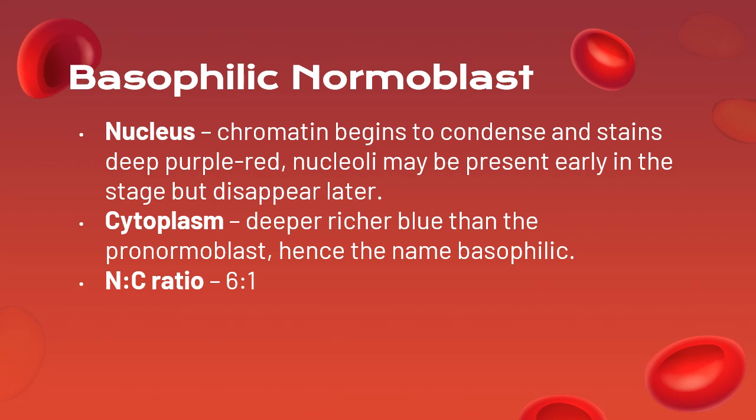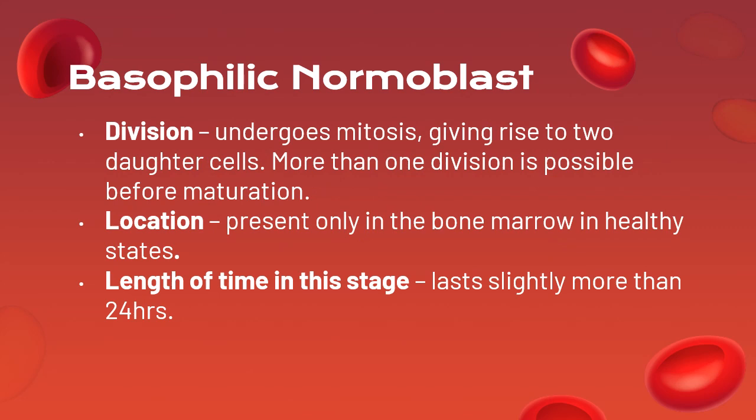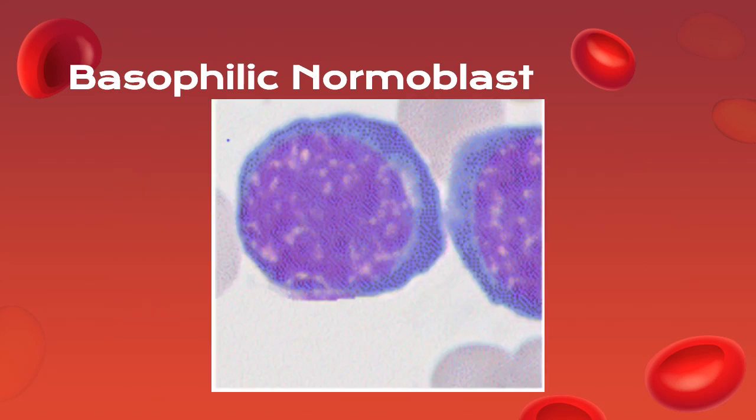So, basophilic normoblast, second, nucleus niya is starts to condense na and stains deep purple red. Cytoplasm niya naging deeper, richer blue na siya, and hence the name basophilic. And NC ratio niya is 6:1. So, mas lumiliit na si nucleus. So, undergoes mitosis, giving rise to two daughter cells, and then only in the bone marrow present lang din, and then slightly lasts more than 24 hours siya. Okay? So, this is the basophilic normoblast. As you can see, yung cytoplasm niya mas lumaki na. Okay? So, mas lumiit na si nucleus.